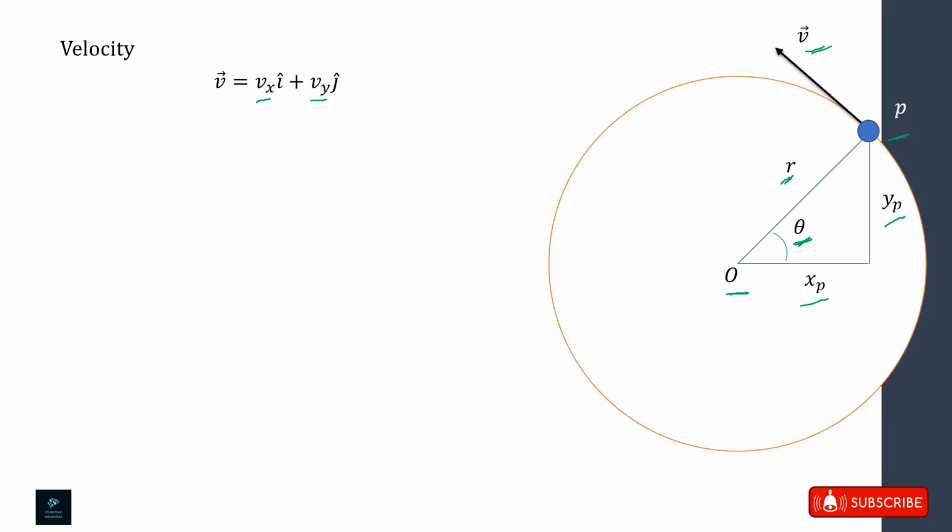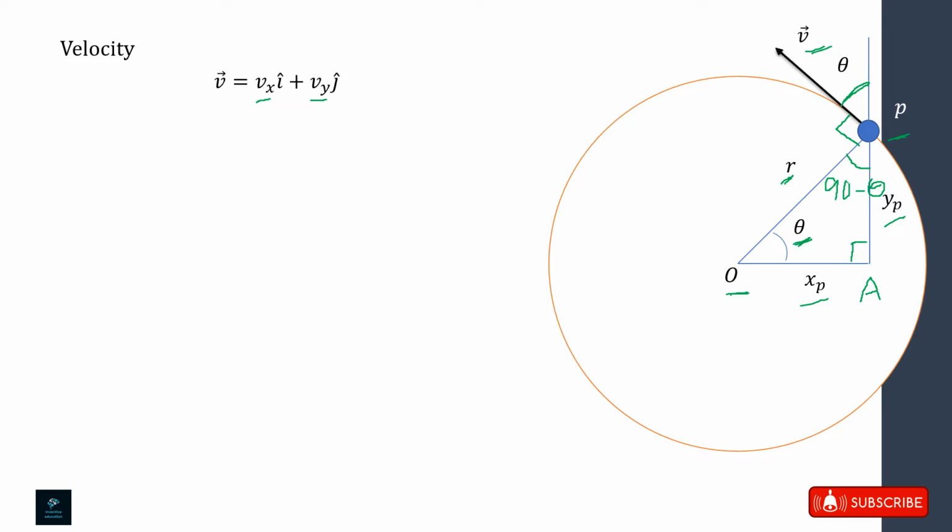So we can see that in this triangle OAP, let this point be A, this triangle OAP is a right angle triangle and this angle is 90 degrees. Therefore, this angle will be 90 minus theta. And since the velocity vector is tangential to the circular path, this angle will be 90 degrees. Therefore, this angle will be theta.